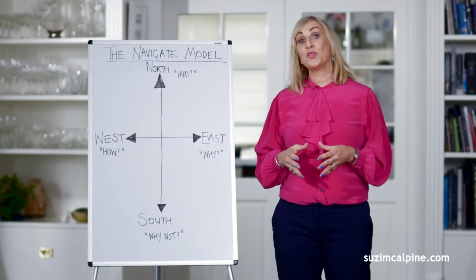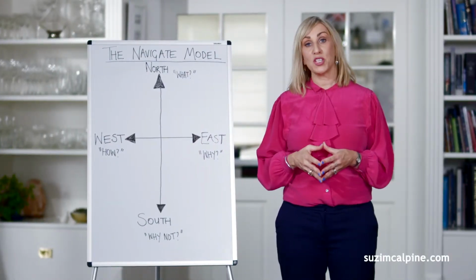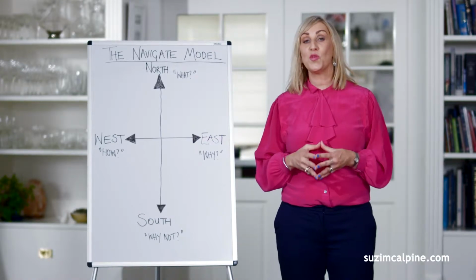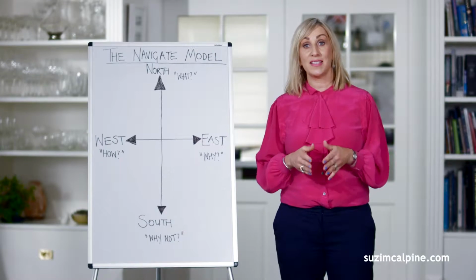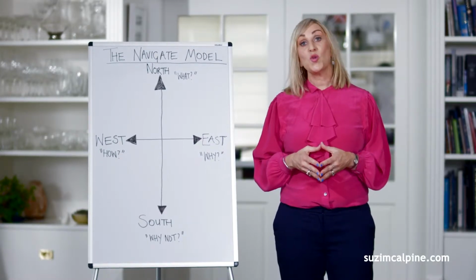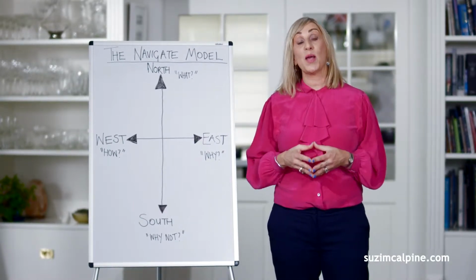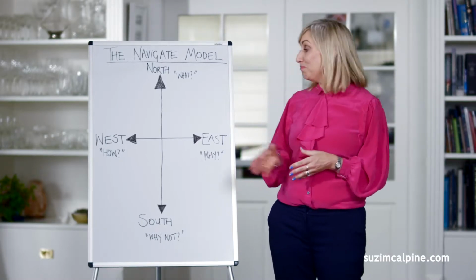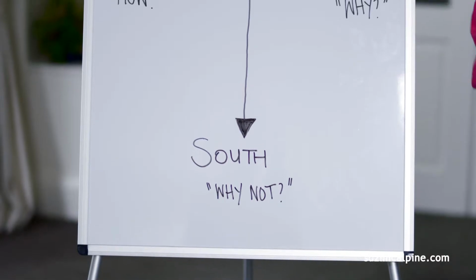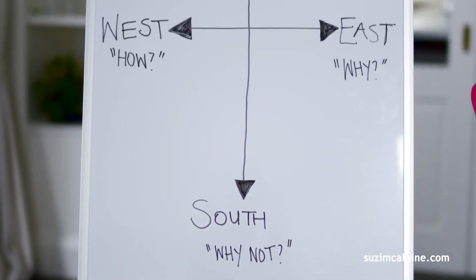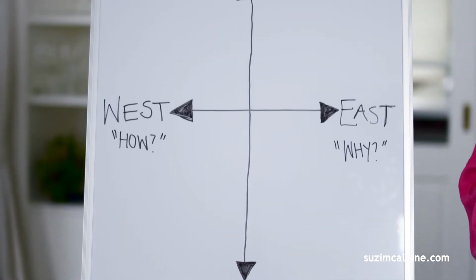Whenever you and your team are about to embark on a project or a task, there's a really useful model that you can use to ensure that you're all on the same page and set up for success. It's called the Navigate model and it was coined by BPI. As you can see, it's a compass, and each point represents a group of questions that you need to explore as a team to set yourself up for success.